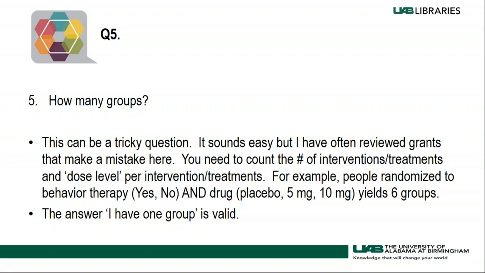The answer, I have one group, is valid. A lot of people come in here and are apologetic for it. I'm like, there's nothing to be apologetic for. One group studies are perfectly fine. Okay? I can test associations. I can look for those types of things. Alright? That was five.